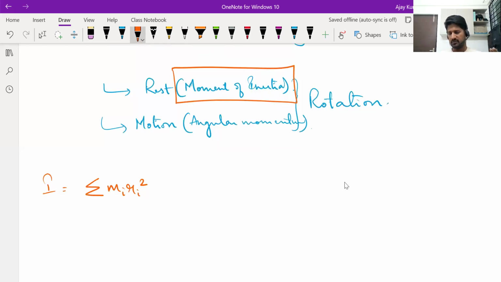So derive the SI unit and dimensional formula of this quantity quickly. All of you type your answers in chat. What is the SI unit of moment of inertia and what is the dimensional formula of moment of inertia?